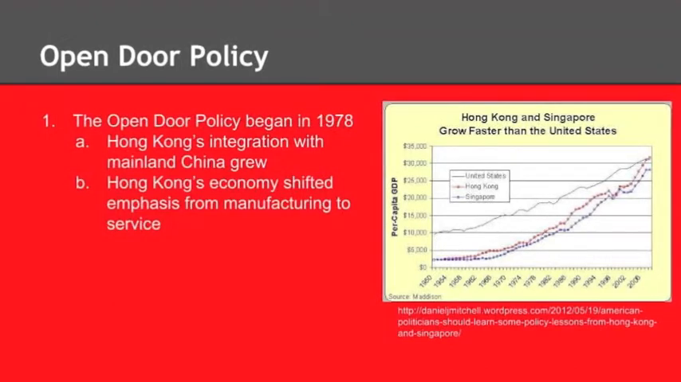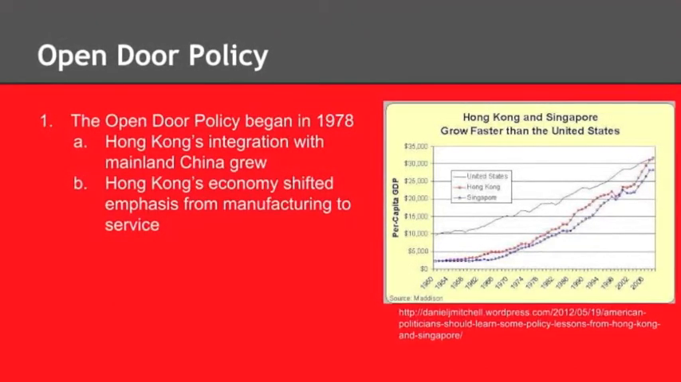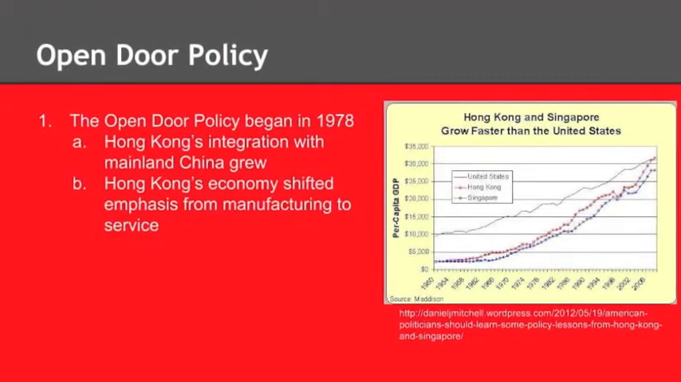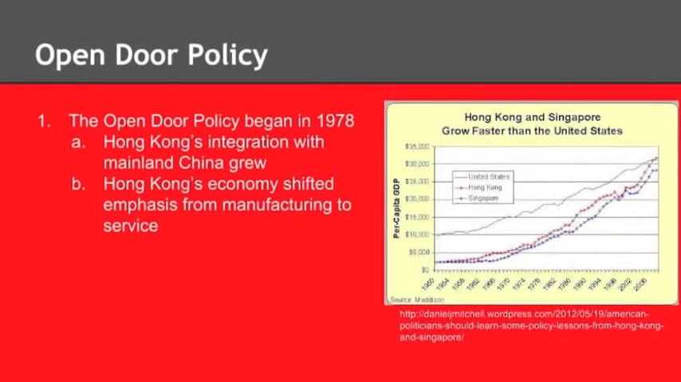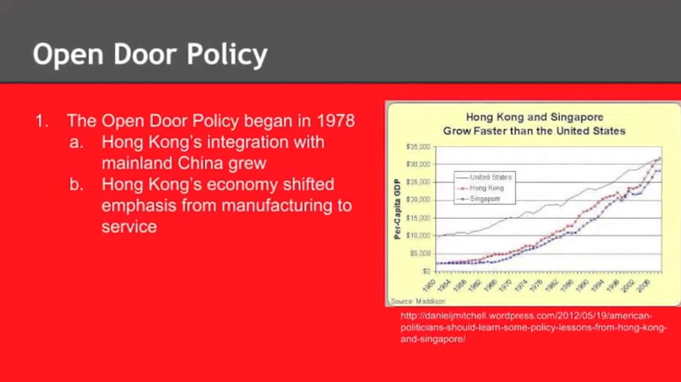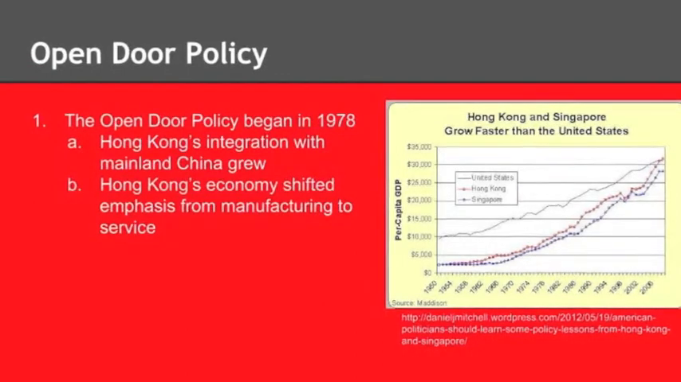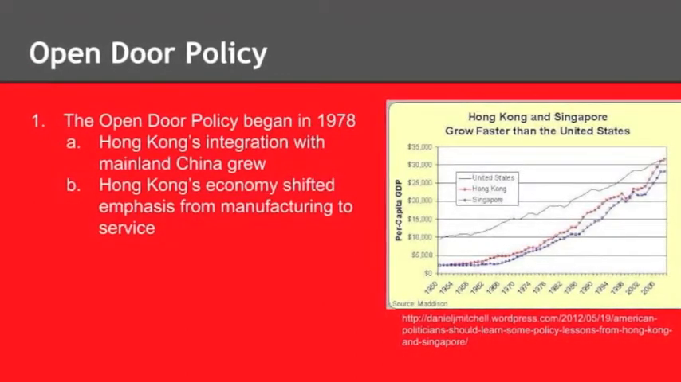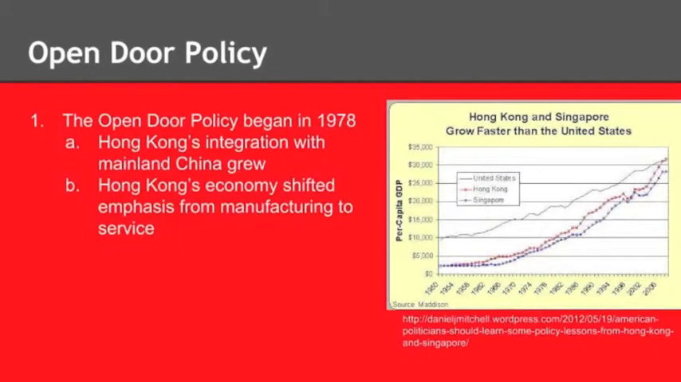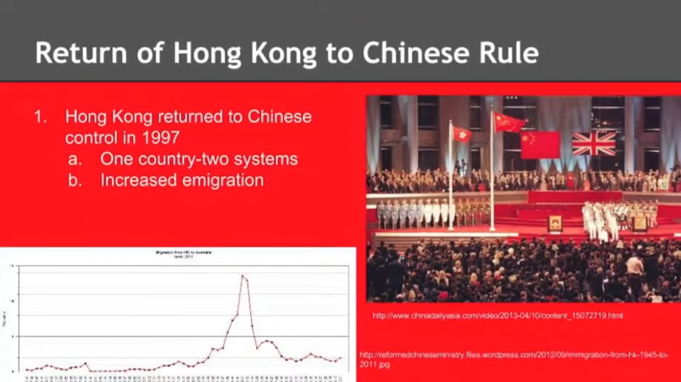The Open Door Policy was enacted in 1978. This policy effectively increased China's investment in Hong Kong. Thus, Hong Kong became the main provider of financial and commercial services to China. Trade between the countries began to grow at 28% per year. Furthermore, this allowed Hong Kong to move its labor-intensive jobs to Guangdong, China, enabling it to focus its resources on creating a service sector.